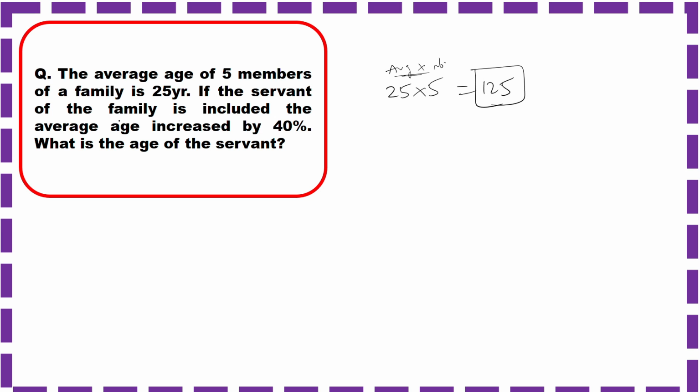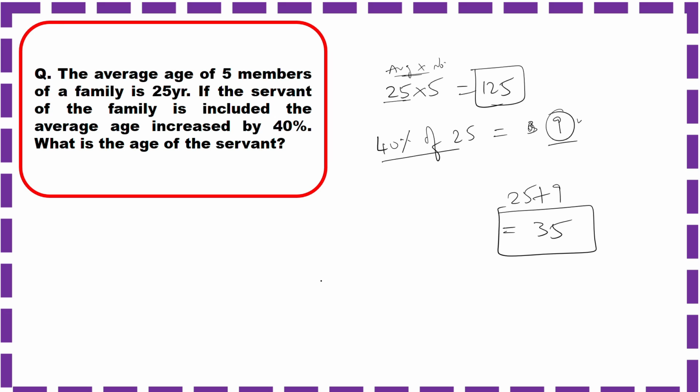Now if the servant of the family is included, the average is increased by 40%. So what is 40% of 25? 40% of 25 is 10. So initially the average is 25. Now it has increased by 40%. So 40% of 25 is 10. 25 plus 10 is 35. This is the new average.